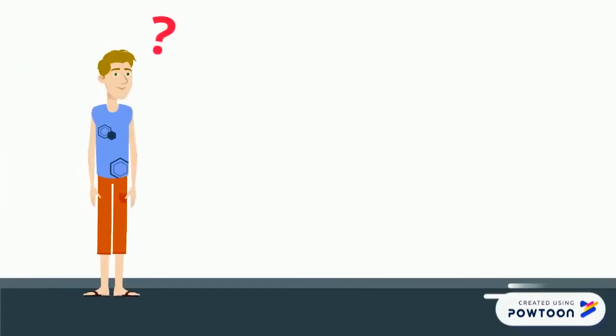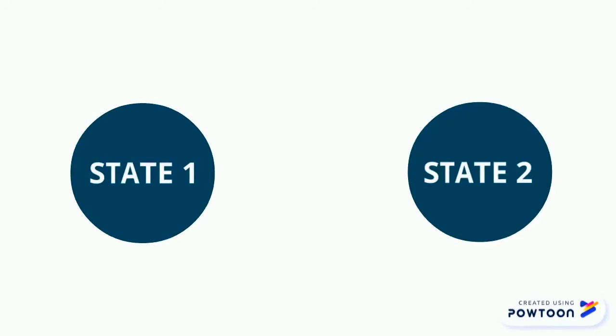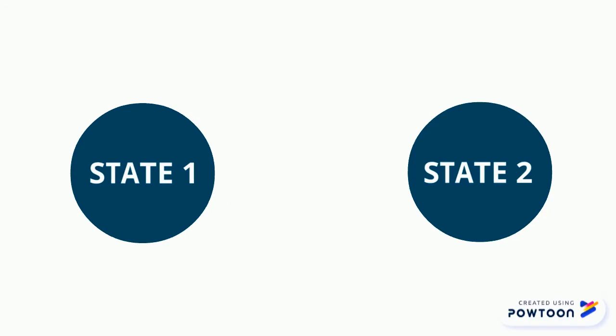Okay, so that might be a little bit hard, so let me explain it further. Imagine a machine where there are only two states, and the machine can only be in one state at a time. Normally, the machine will stay in a certain state. It will remain in this state until something triggers it.